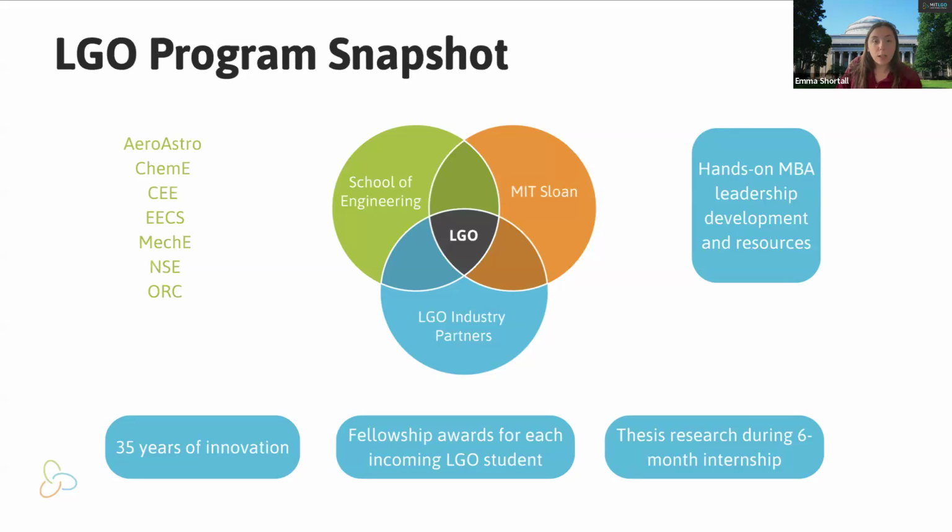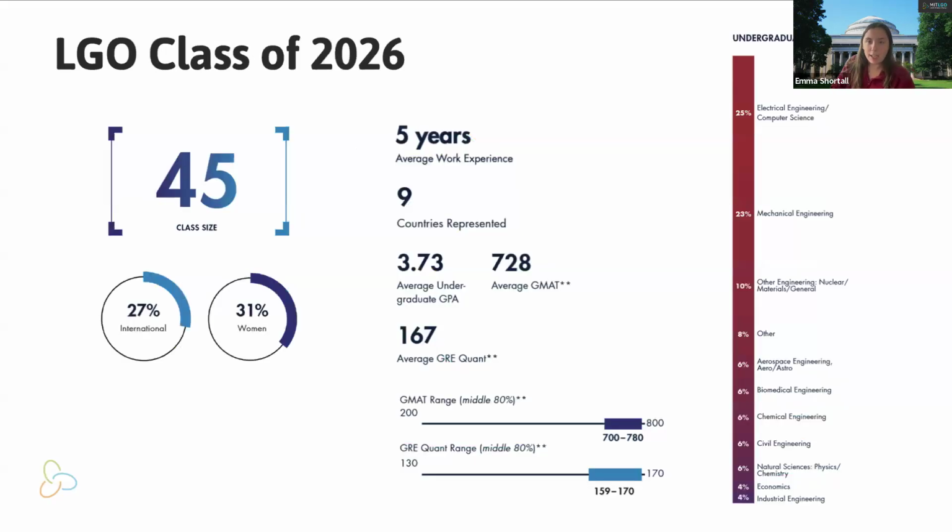So we'll jump right into the current class and the statistics we have here. This year's class is 45 students, with 27% being international and 31% being women. The average years of work experience is 5 years post-graduation. We have 9 countries represented. The average GPA is 3.73. Average GMAT is 728, and the average GRE quant is 167. And you can see below the ranges of the GMAT and the GRE quant range, as well as the different undergraduate majors our class of 2026 came from.